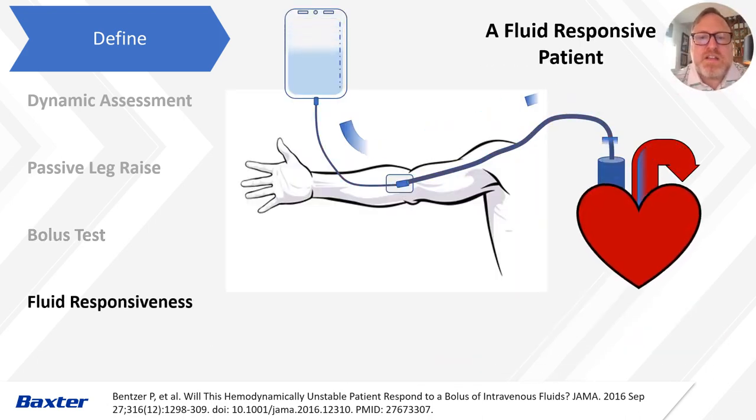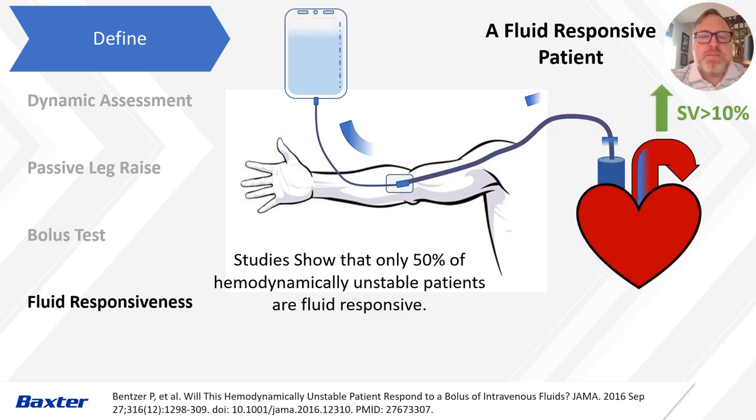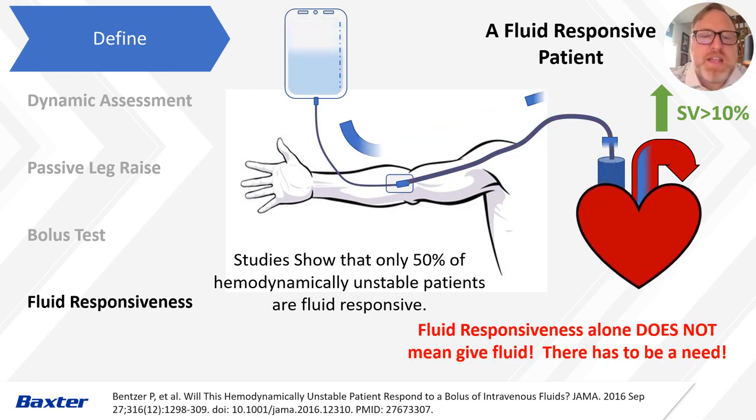All right, so this is an example of a fluid responsive patient. I use this quite a bit. One thing we really need to understand is that only 50% of hemodynamically unstable patients are fluid responsive, right? That's a big deal. So what does that mean? That means as I give fluid into an IV, and that fluid moves to the heart, I had better see it come out the other side of the heart in the form of increased stroke volume.